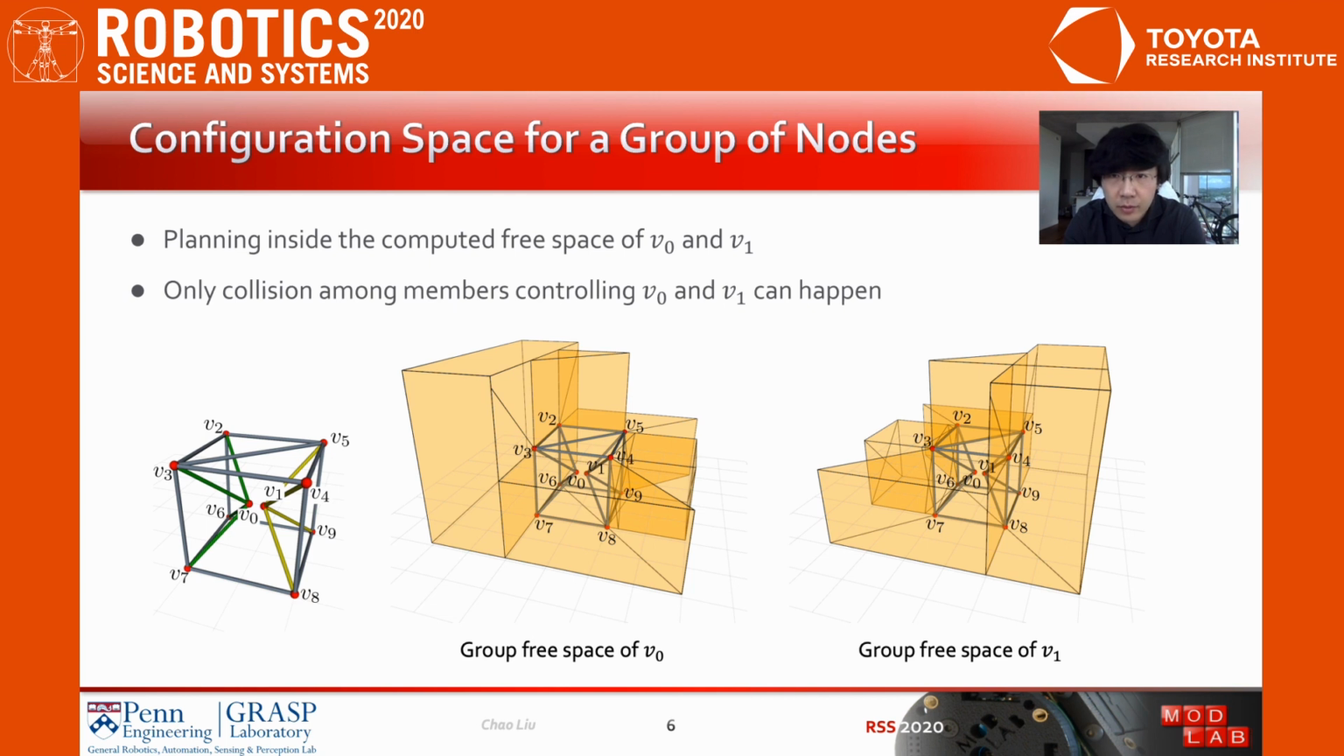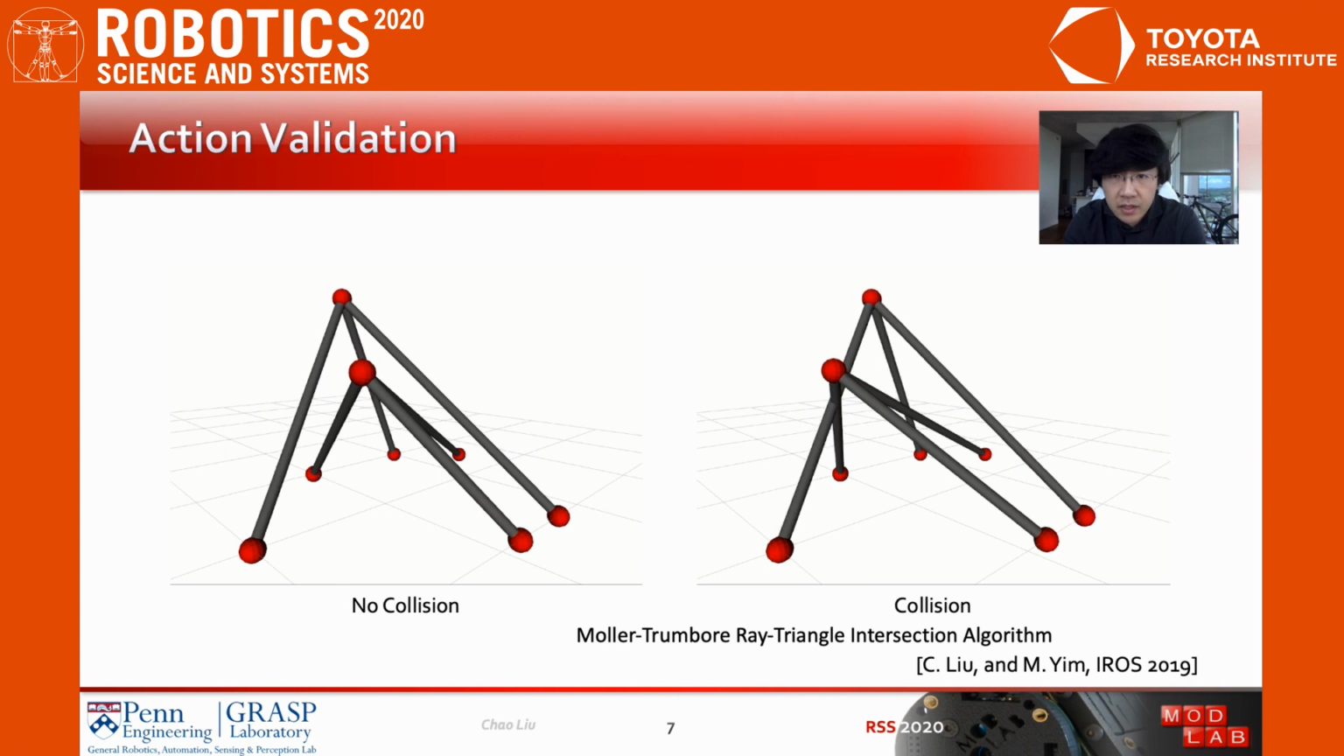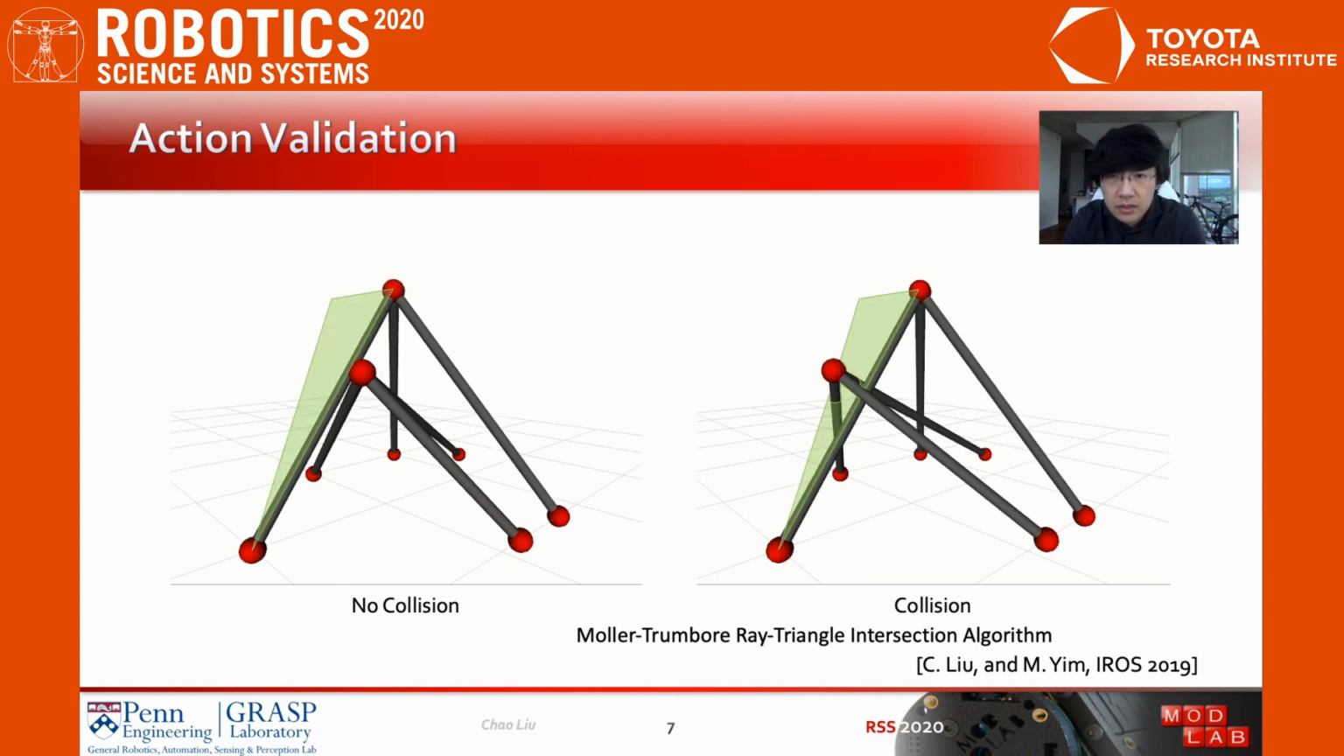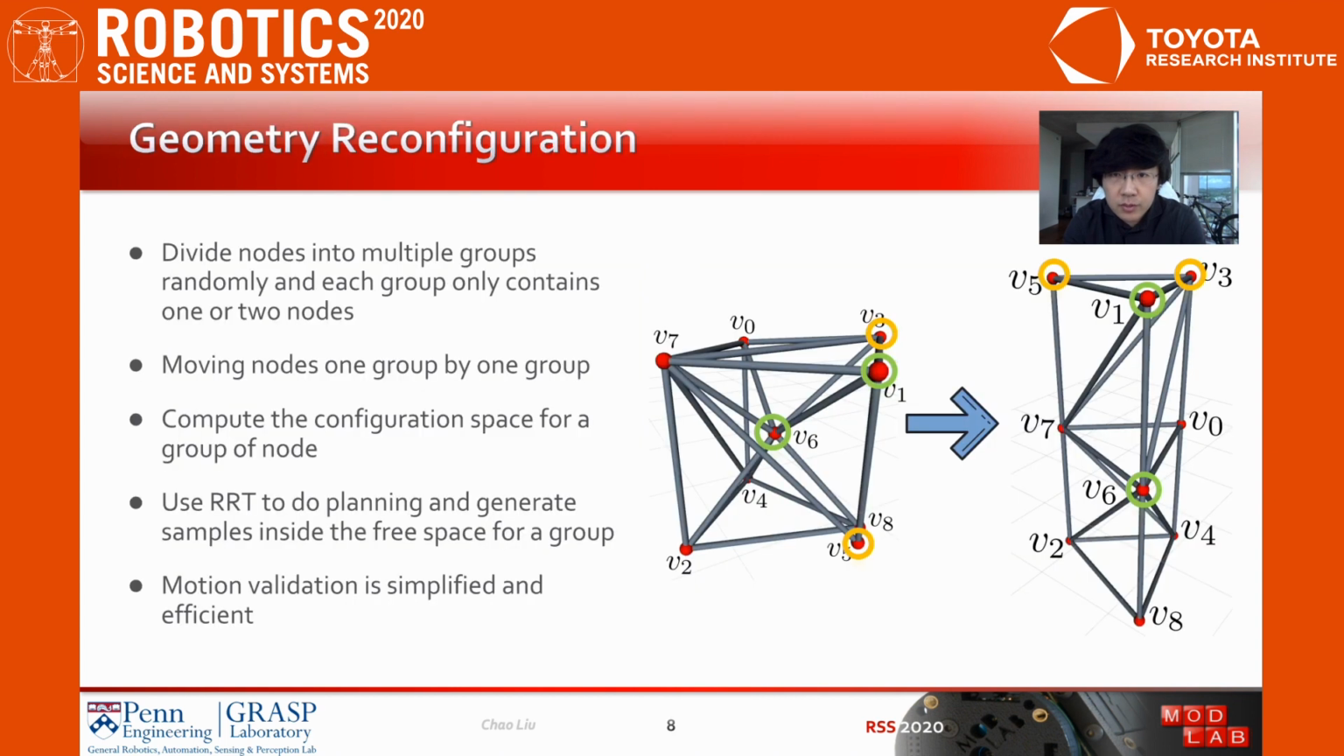For example, we want to do planning for node V0 and V1. We first compute the group free space for each node, and the motions of V0 and V1 are constrained inside the group free space, and only collisions among green and yellow members are possible. Motions can also be checked and validated efficiently using our previous work. Now we can do motion planning for a pair of nodes efficiently using a group of free space.